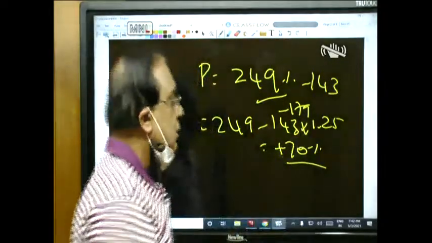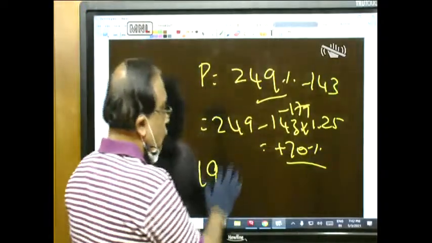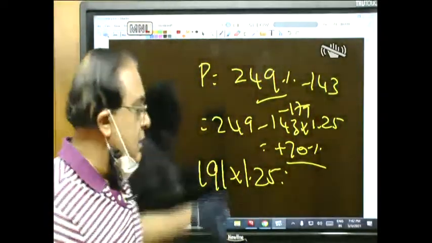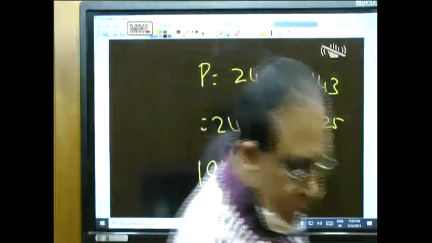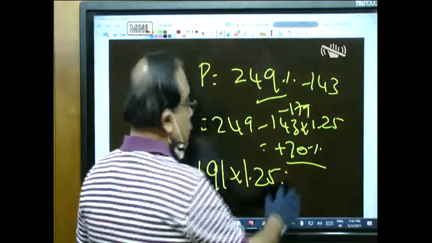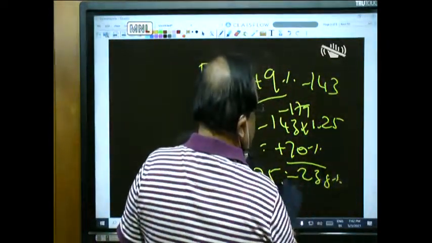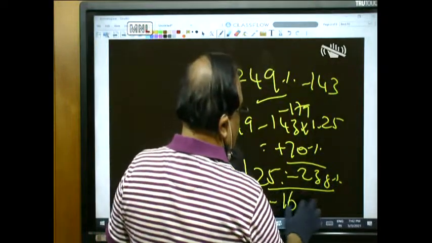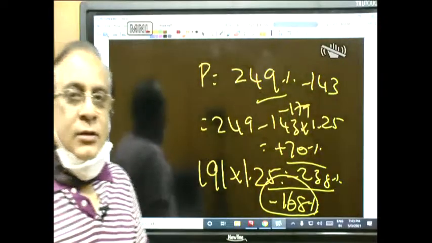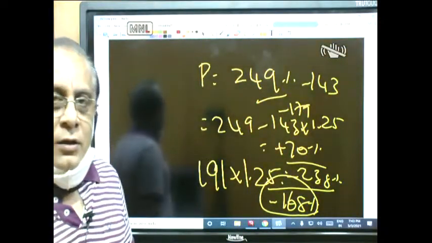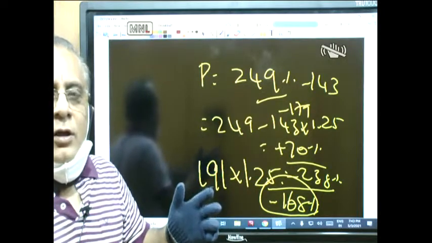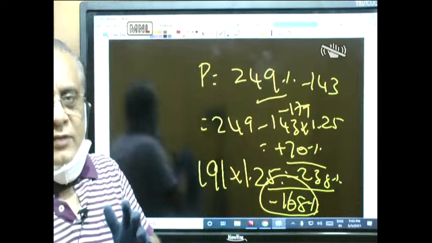But for the remaining 191 times you will lose 1.25, because if the market is higher than that, then there will be a loss. So 191 into 1.25, the loss is minus 238. So what has happened? A buyer of an option would have lost minus 168%. So a buyer of a call option would have lost minus 100% over a period of 335 weeks, right?